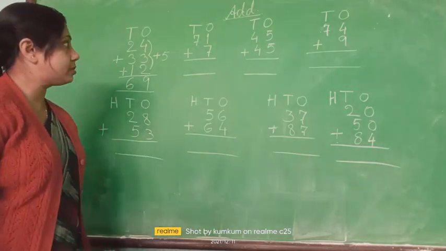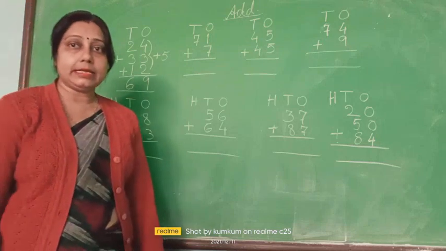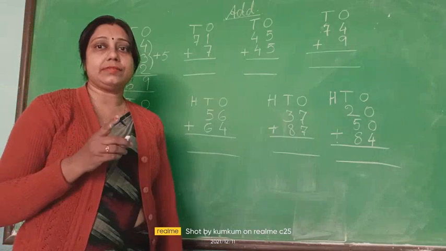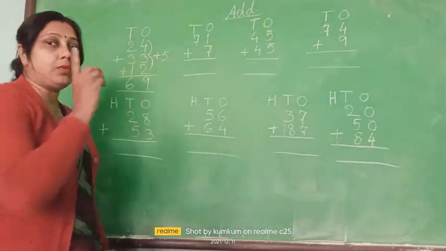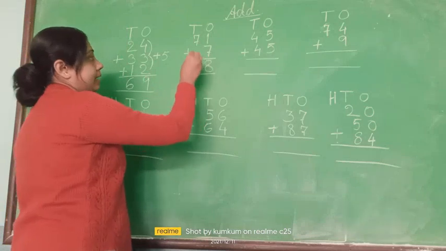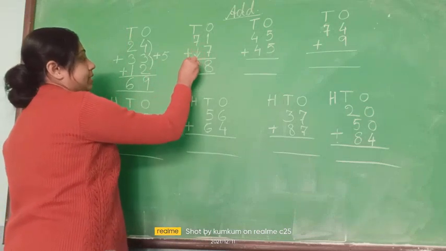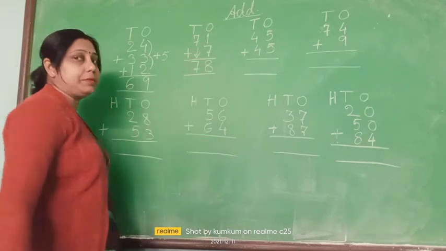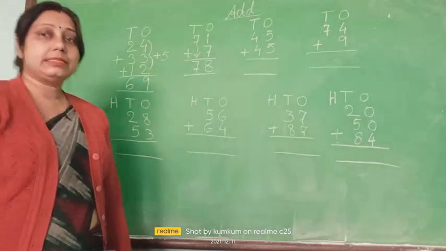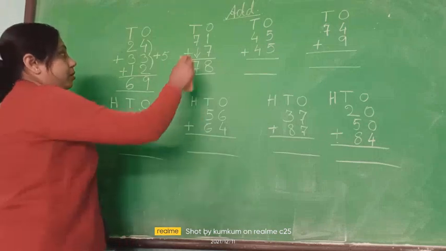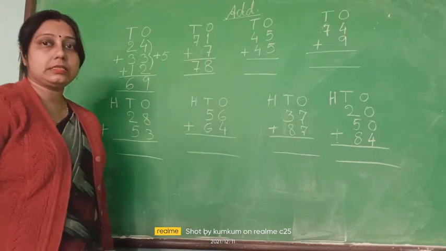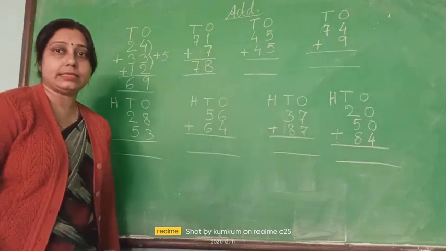Let us go to the next question. 71 plus 7. Now after 7 count 1, that is after 7, 1 is 8. So we are going to write here 8. And this 7 will come down, as because no number is there, so the answer will become 78. I have put arrow to make you understand. You will not put arrow, just I have given arrow to make you understand.